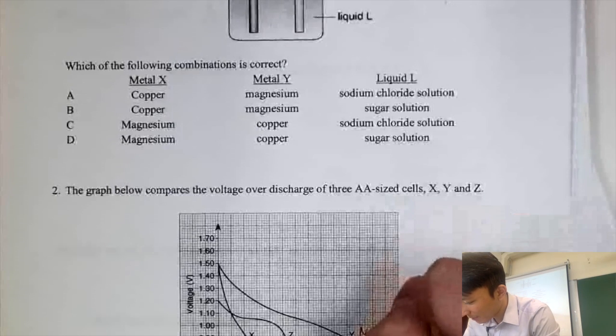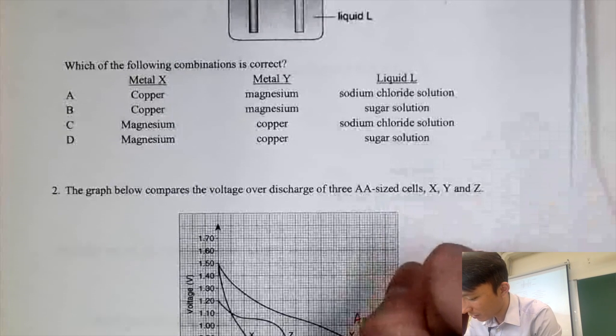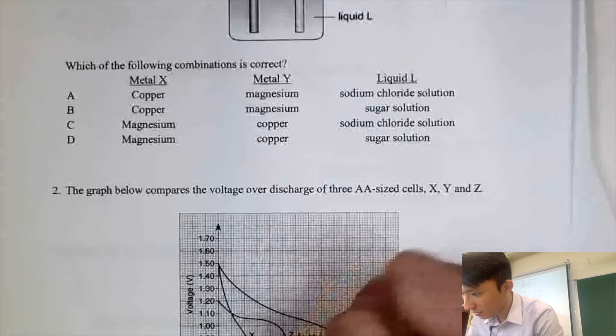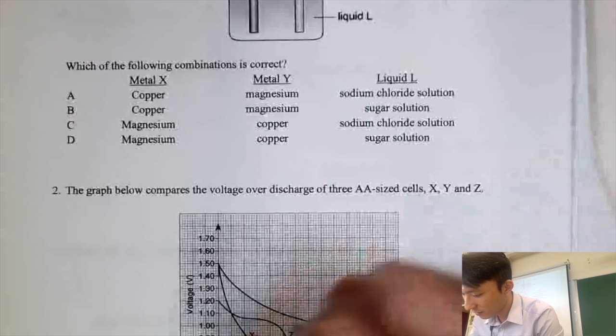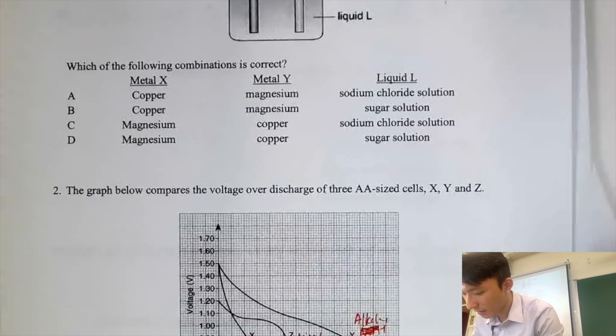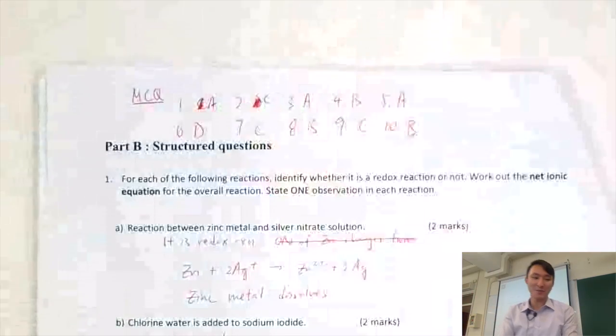So this is NiMH. This is the alkaline manganese. Let me put it down. This is NiMH. Right. This is zinc carbon. So yeah, it should be C, right? What did I put down? D. Oh, it's just fake. It should be C. Okay.